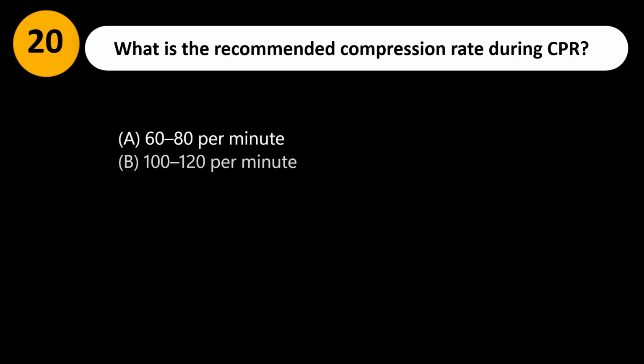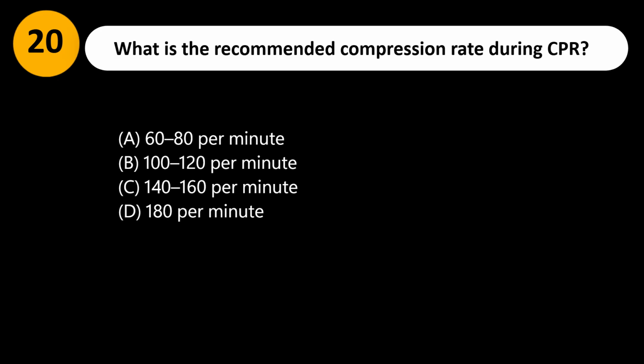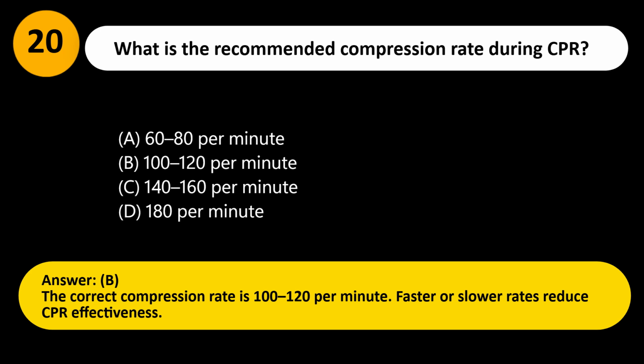What is the recommended compression rate during CPR? A. 60 to 80 per minute. B. 100 to 120 per minute. C. 140 to 160 per minute. D. 180 per minute. Answer, B. The correct compression rate is 100 to 120 per minute. Faster or slower rates reduce CPR effectiveness.